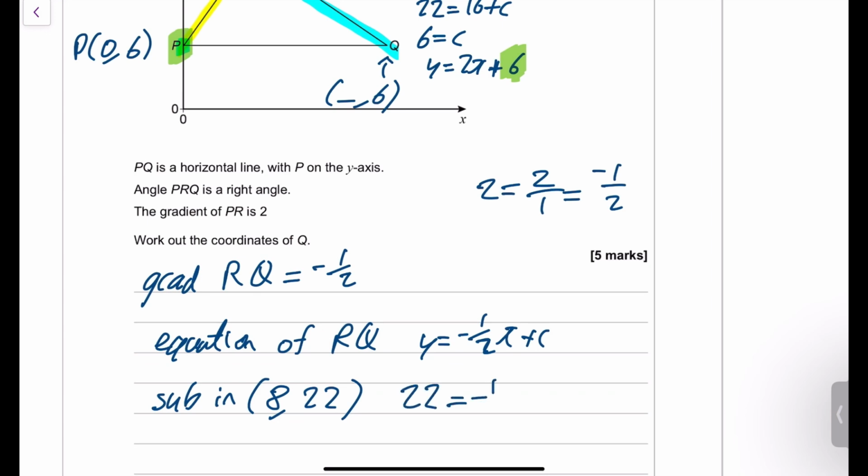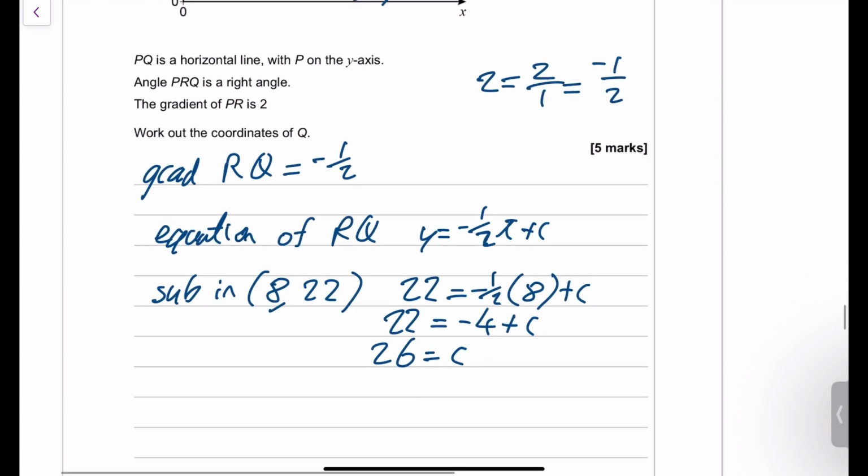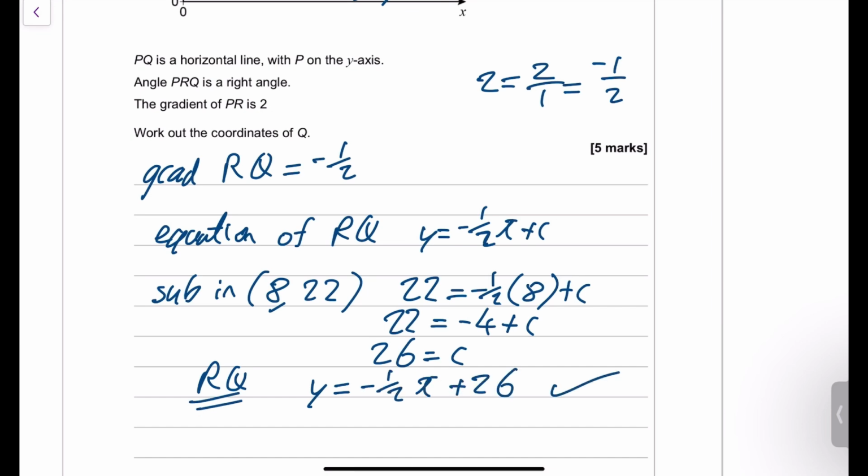So that's 22 is equal to minus a half times 8 plus c. 22 is equal to minus 4 plus c, which means 26 is equal to c. So my equation of RQ is y is equal to minus a half x plus 26.